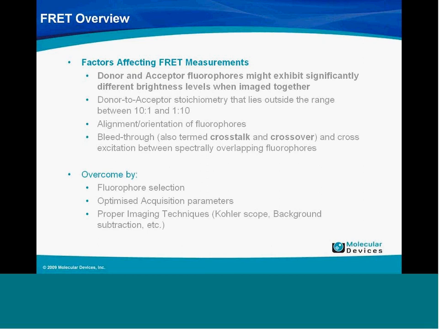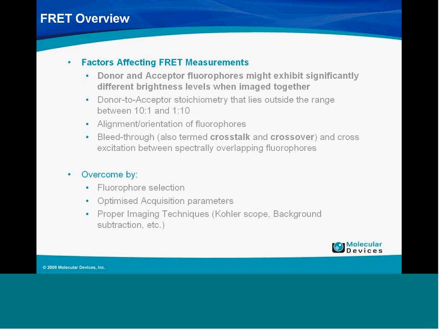One way to overcome that would be fluorophore selection, so you need to look at the fluorophores you're dealing with and see if there are better ones out there that are more balanced as far as relative brightness. The other is to optimize acquisition parameters, so you can specifically adjust your acquisition parameters to get a more balanced intensity between the two fluorophores.